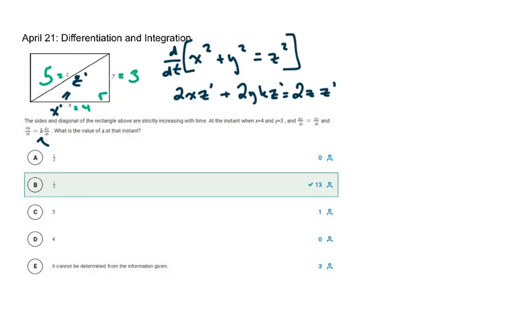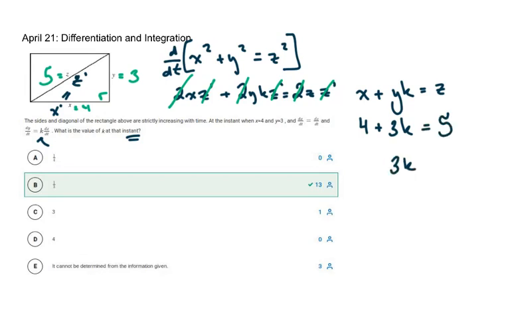A lot of these terms have really common things. So I'm just going to eliminate a 2 from each, and I'm going to eliminate a z prime from each. And we're left with the equation x plus y times k is equal to z, which at this instance is, not 3, x is equal to 4, so 4 plus 3k equals 5. 3k is then equal to 1, and k is equal to 1/3.